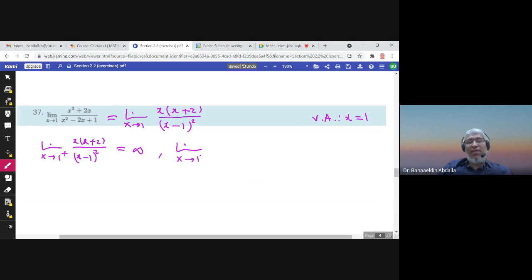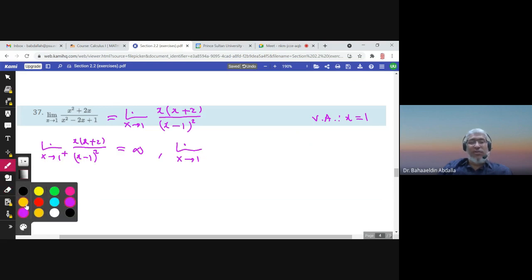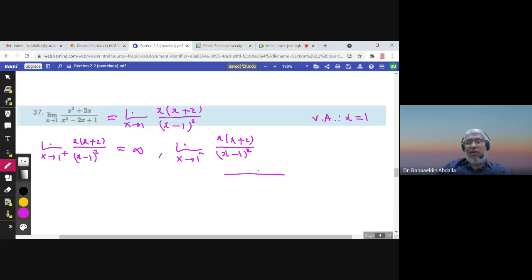And if we approach now 1 from the left, this means we will replace x by what? By 0.99, for example, okay? Or let us say 0.9. This is 1, this is 0 if you approach from the left. So use 0.9. Again, if you use 0.9, the numerator is positive. The denominator is positive because of this square. So it would be infinity. So the limit is infinity.